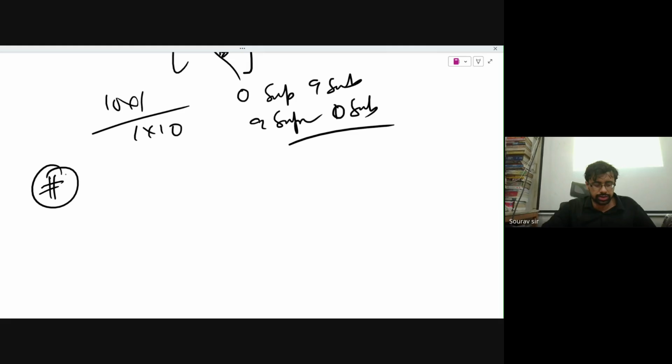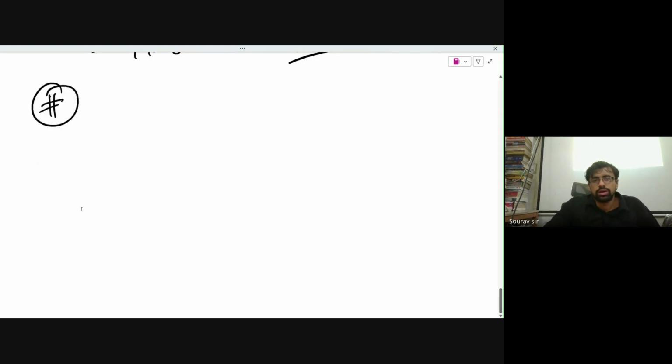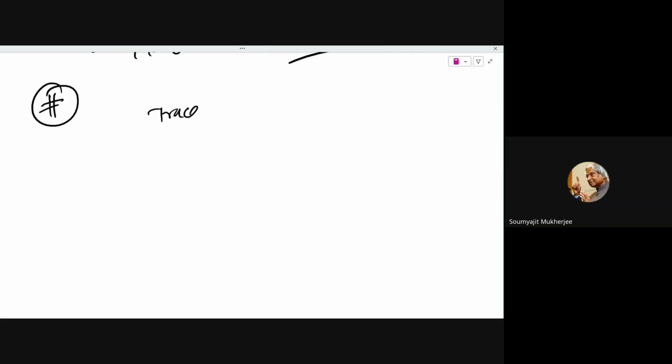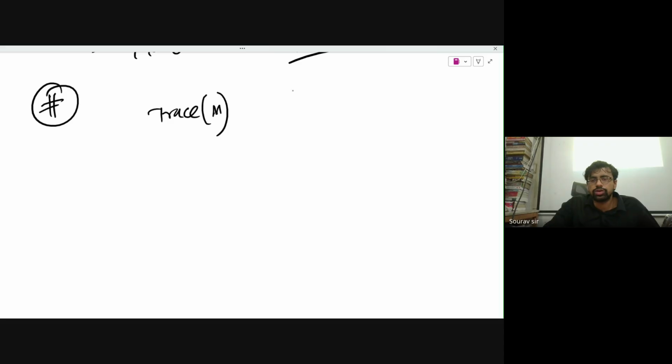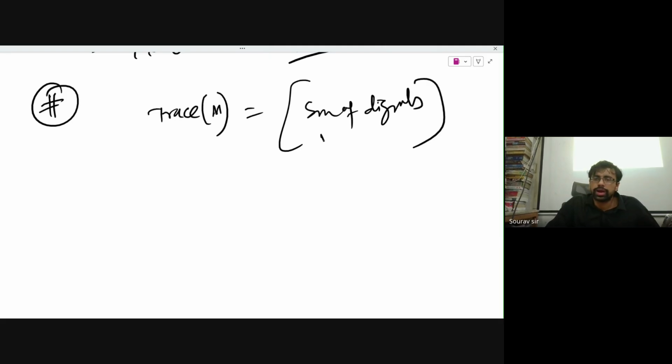Next, another interesting thing. I hope everyone knows the basic elementary transformation. There is nothing to say here. What is the trace of a matrix? What is trace? Yes, trace is the sum of the diagonal elements. Trace of M equal to sum of diagonals.